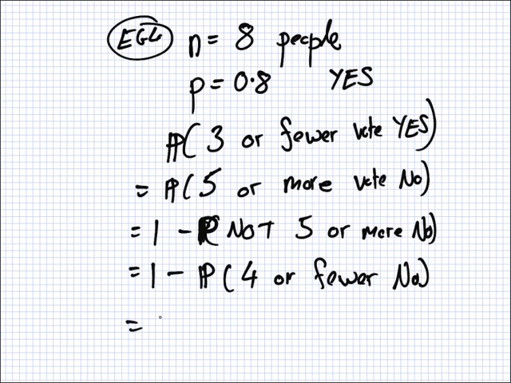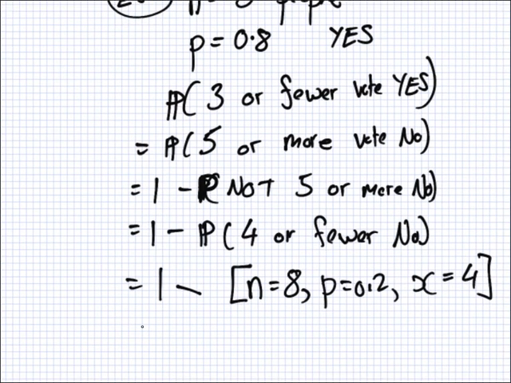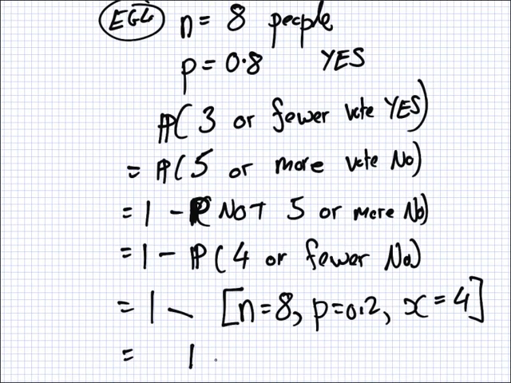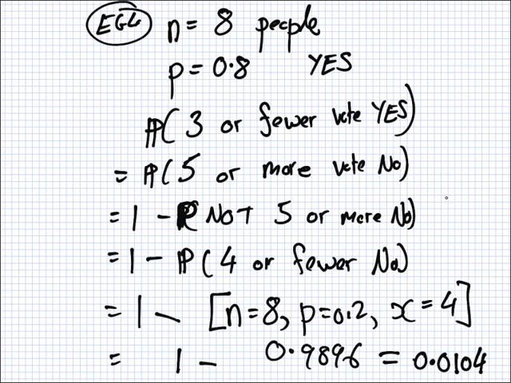So we have to go to our tables. We need to go to table n equals 8, p equals 0.2, and x equals 4. How did you get to 4? One sec. 1 minus, what's this number here, please? Let me see... 0.9896. So what's that? 0.0104, like this? Yeah. Okay. Teacher, I don't understand why you said four or fewer.